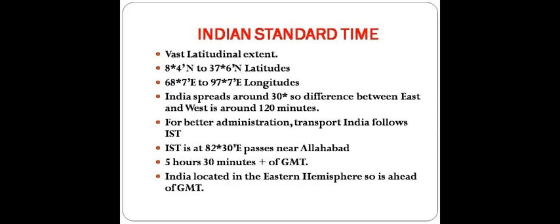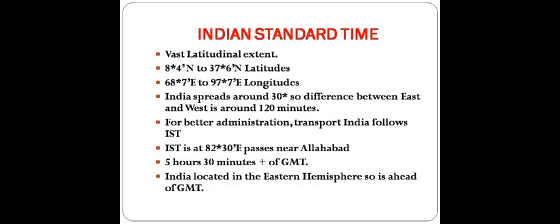Now let's see the longitudes of India, where India is located. The longitudes of India are 68 degree 7 minutes east to 97 degree 7 minutes east. These are the longitudes of India. So if you find any question where is India located, you can easily name the latitudes and longitudes of India. India spreads around, if you see the 8 degree and 37 degree, there is a difference of around 30 degree. Yeah, from Gujarat to Arunachal Pradesh, from west to east, there is a difference of 30 degrees.